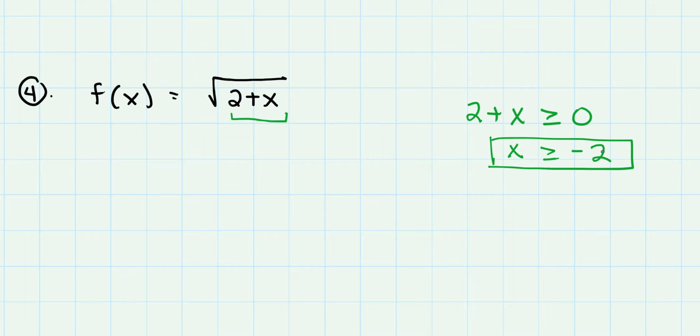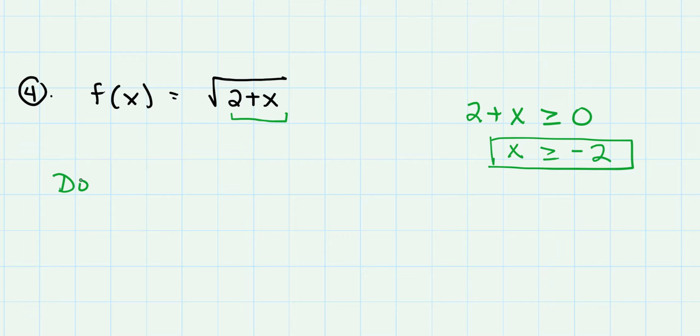negative 2. Let's see, plug in negative 2, you get 0, you can take the square root of it. Something bigger than negative 2, negative 1: if you plug in negative 1, you get 2 plus negative 1, which is 1. You can take the square root. But if you put negative 3 in here, you're going to get the square root of negative 1, which you can't take the square root of. So it has to be bigger or equal to negative 2.